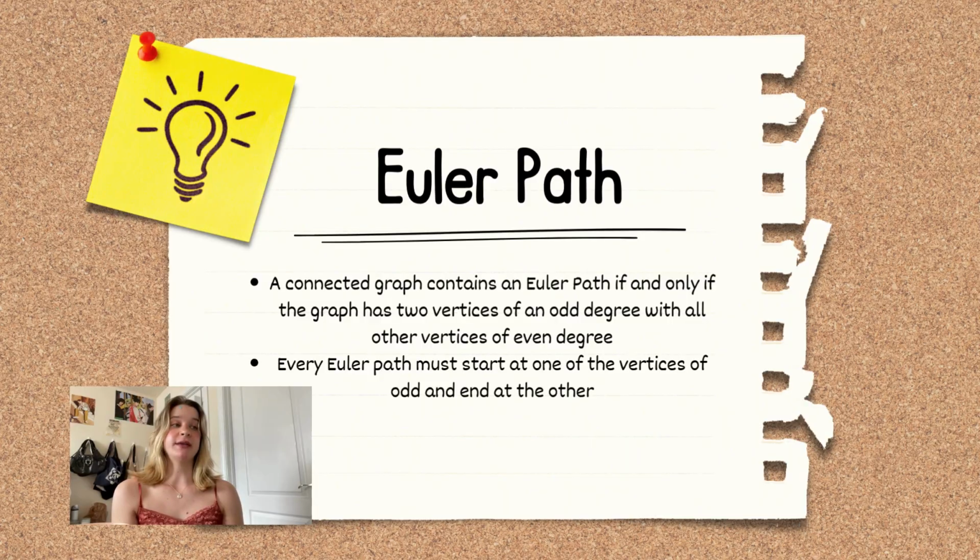A connected graph has an Euler path if and only if it has two vertices of odd degree, and all the other vertices are of even degree. Every path must start at one of those odd vertices and end at the other. An Euler path must also use every edge exactly once. So, if an edge is used more than once, or there are more or less than two vertices of odd degree within a graph, then there is no path.